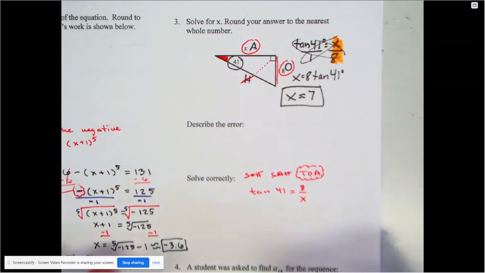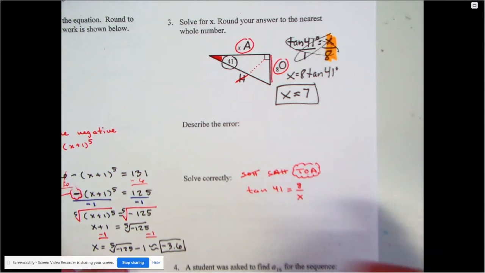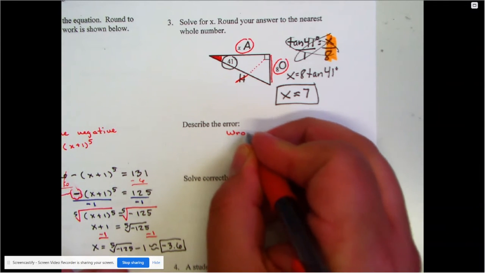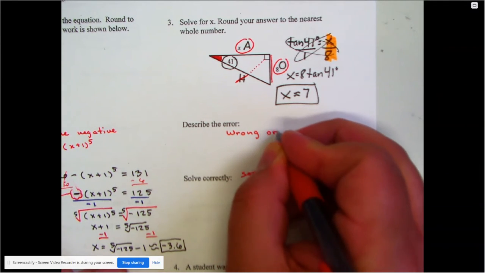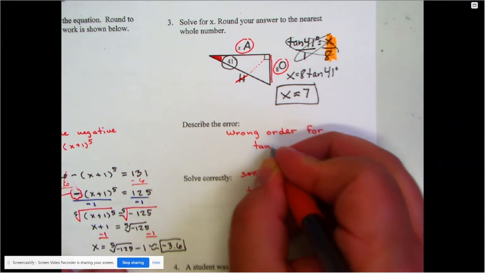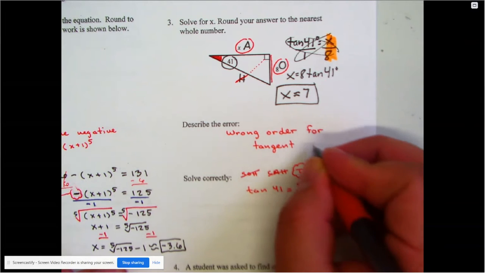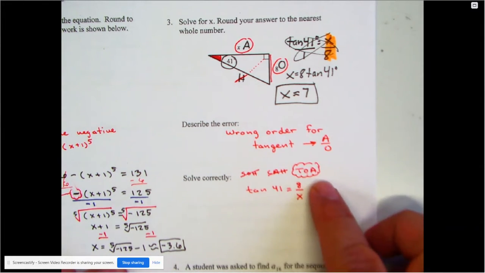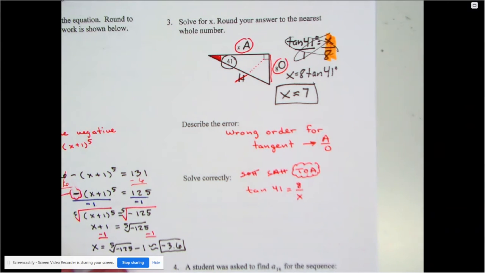So the mistake they made, the error, is that they wrote it in the wrong order for tangent. They did A over O, which is wrong. It should be O over A. All right, but there, we found their mistake, so we know their answer is wrong.